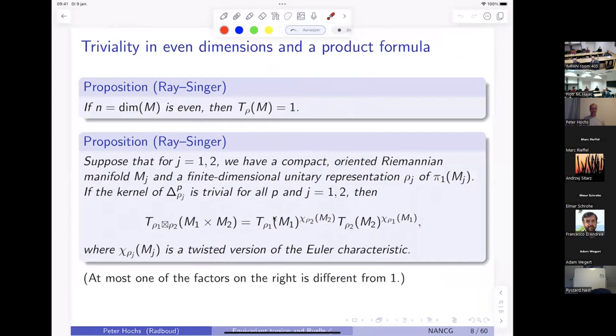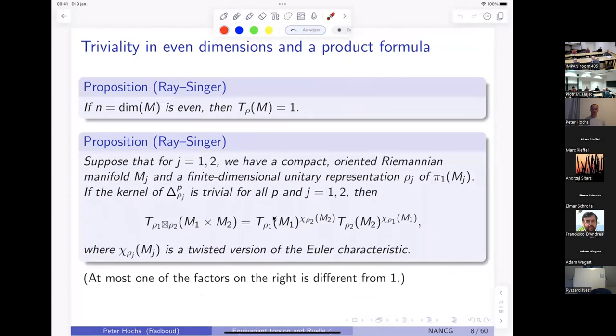Yeah. So from this proposition, it turns out that even if M1 and M2 are of odd dimension, then the combined torsion must be one. That's right. That's actually this comment. So it means that this combination on the right hand side must be equal to one. So it means that the torsion of one raised to some power depending on M2, times the second factor, must be the inverse of this second thing.